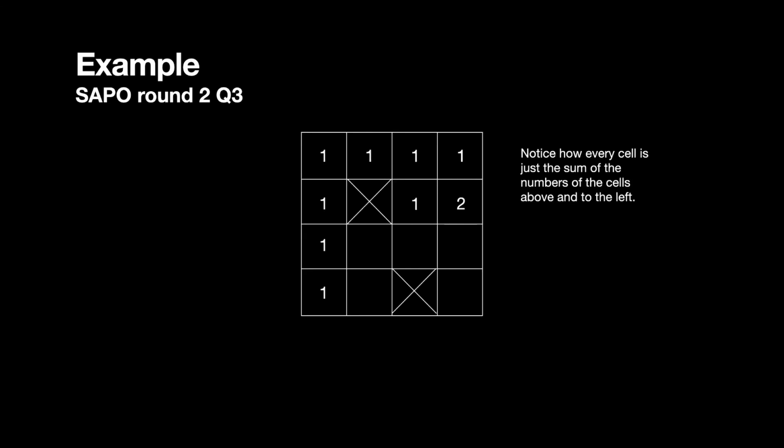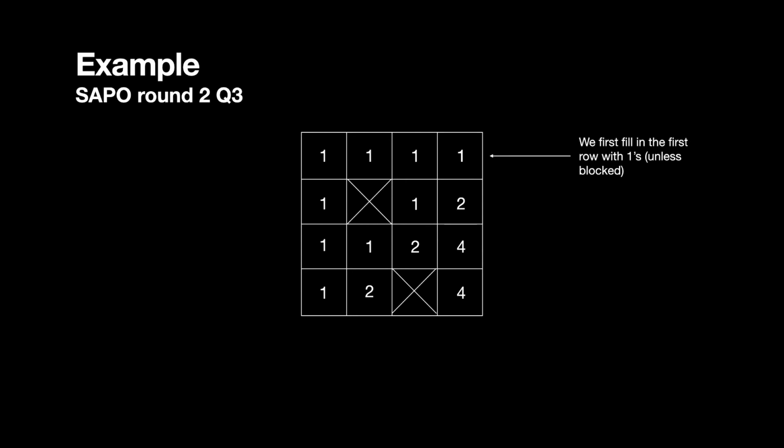So first thing to notice is how every cell is just the sum of the numbers of the cells above and to the left. So for example, that 2 is just the number above it, the 1, and the number left to it, 1, added together. 1 plus 1 is 2. Knowing this, what we can do to solve the problem is first fill in the first row with 1s, unless one of the cells is blocked, in which case you just fill in everything after that with 0, because after something's blocked, we can't go back up to fill in the first row.